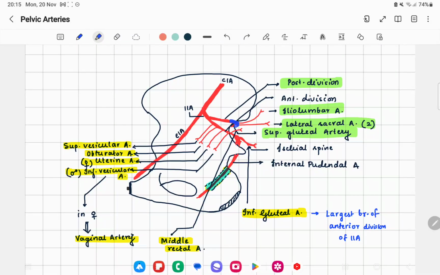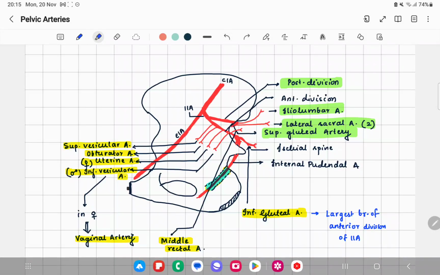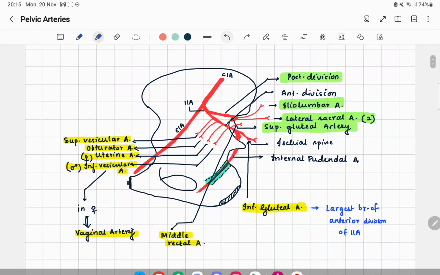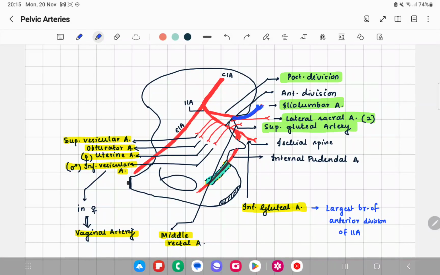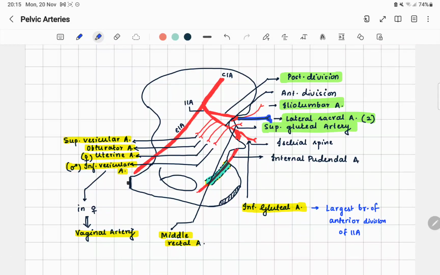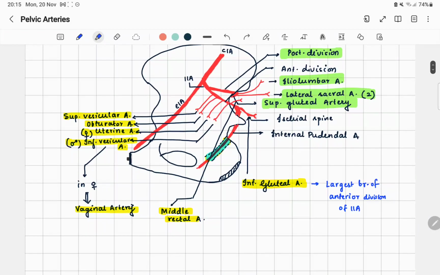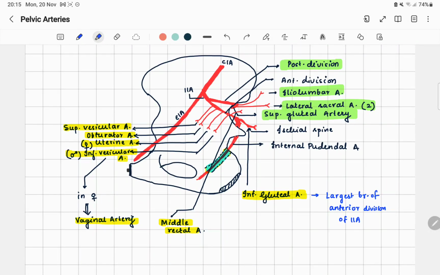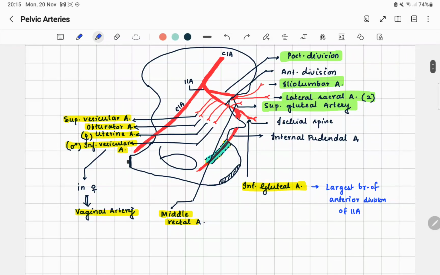The posterior division turns back, in the greater sciatic foramen, and it gives the iliolumbar artery and two lateral sacral arteries. The anterior division gives branches: the middle rectal artery, the inferior gluteal artery, and it continues downwards. Other branches are the superior vesicular artery and the obturator artery.